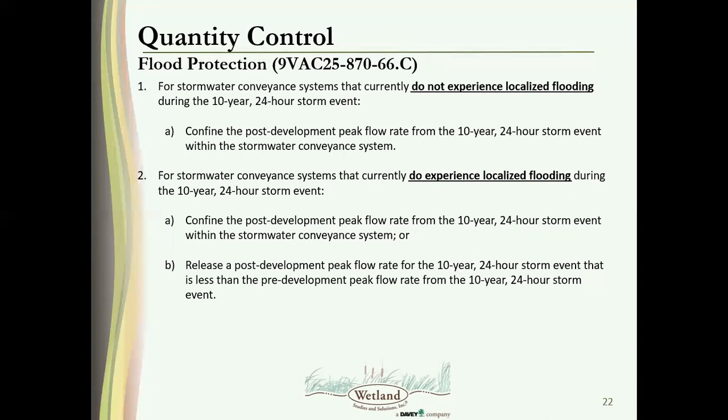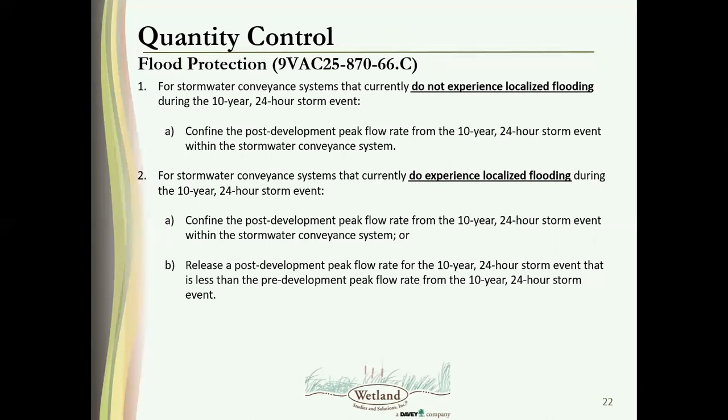If it does not experience local flooding, or you don't know, or it does and you can't prove it, then you have to demonstrate that there's adequate capacity. So that's just basically saying that at that point, 100 times downstream, the limits of analysis, whatever is there as the conveyance system is able to handle the entire 10-year storm.